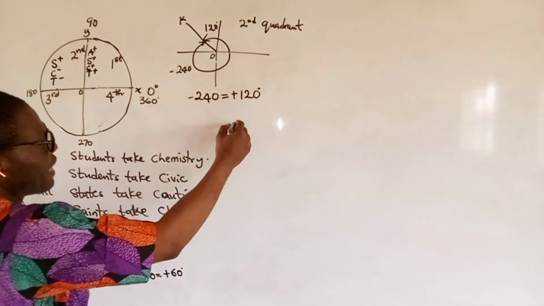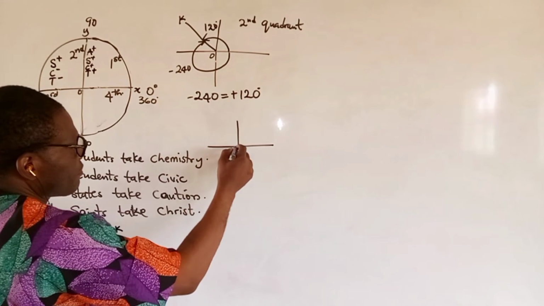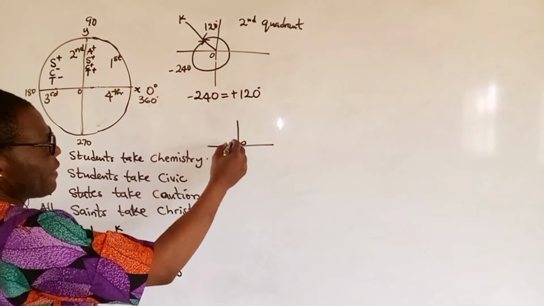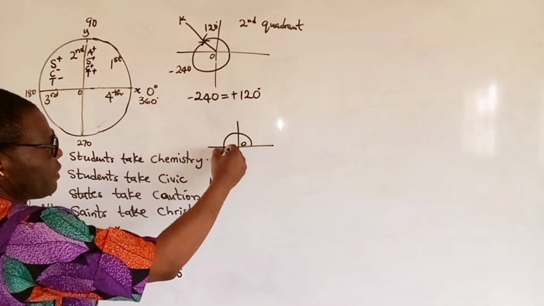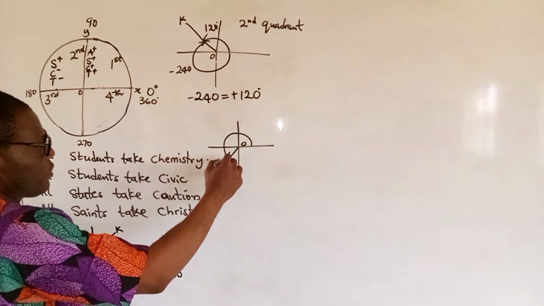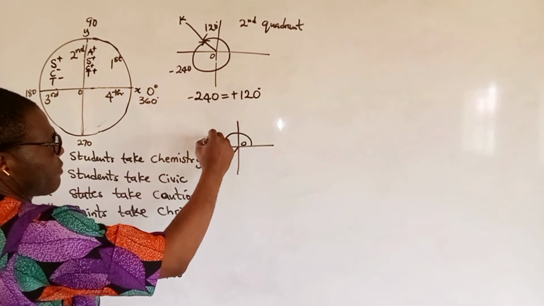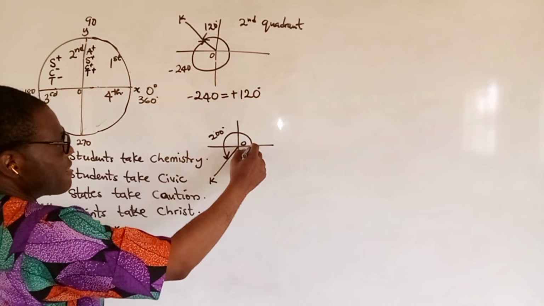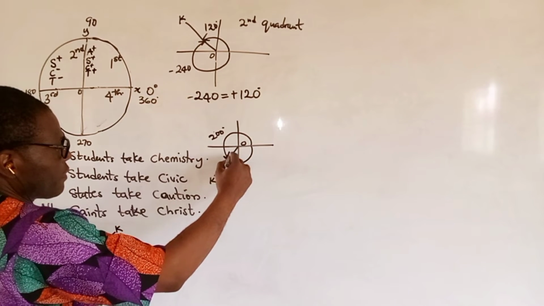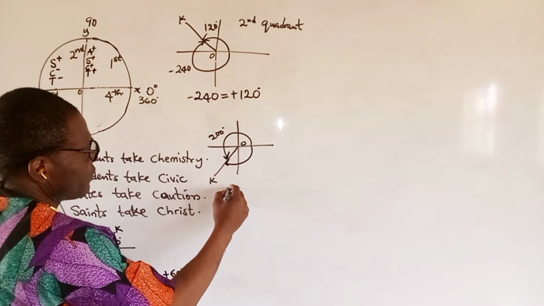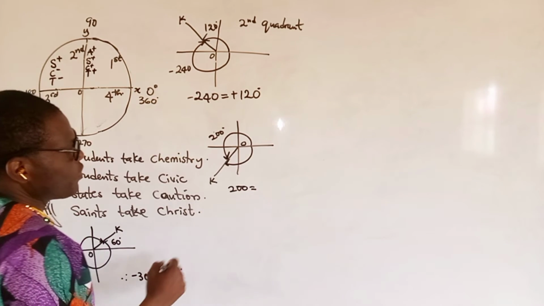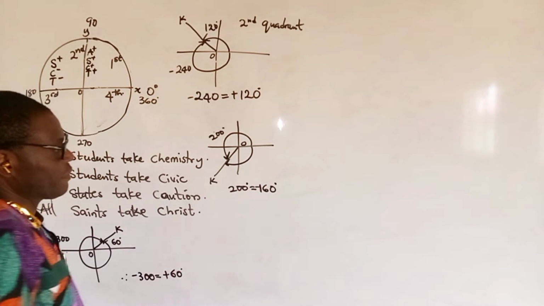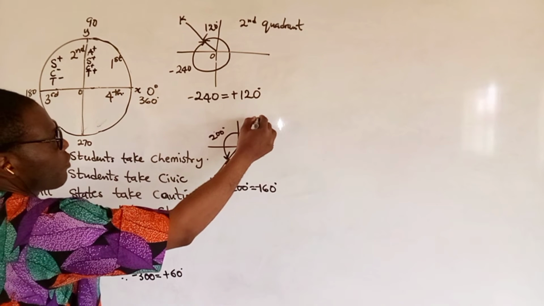Now, in the third quadrant, I can have this is my k, this is 0, and supposing I have negative 200 degrees. So, for my clockwise direction, I am going to have negative 200 equals positive 160 degrees. Now, this is the third quadrant.